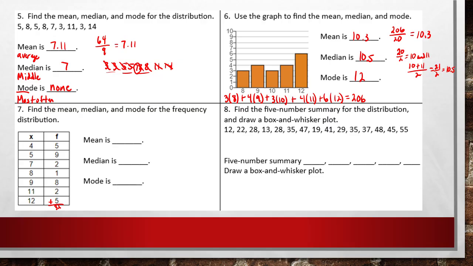Okay, then very similar to what we did on the last one, we're going to take each of those numbers and multiply it by its frequency. So you get 4 times 5, 5 times 9, plus your 7 times 2, plus your 8 times your 1, plus your 9 times your 8, plus your 11 times 2, plus your 12 times 5. Okay, so you're going to plug all of that into your calculator. Okay, and when you do that, this total comes up to be 241.